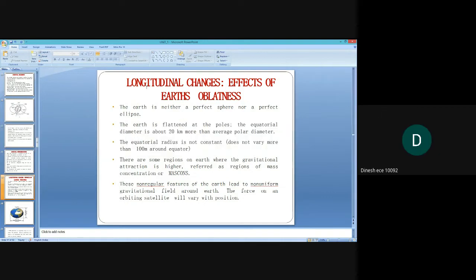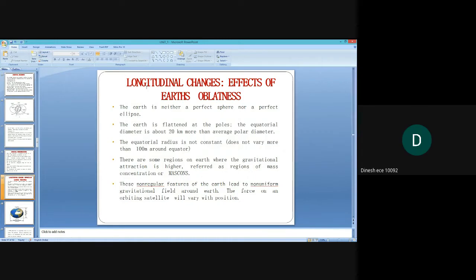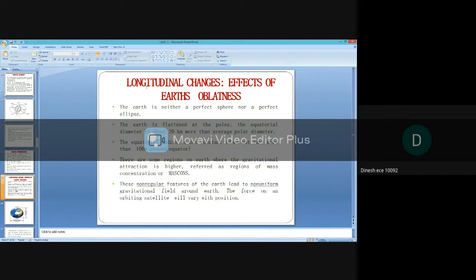There are some regions on the Earth where the gravitational attraction is very much higher. Those regions are called mascons, which refers to regions of mass concentration. You can see that in some places in the United States there is a very high gravitational force. Those types of regions are identified as mascons. According to that, we need to adjust our orbiting principle, and that's what we call orbital perturbations.